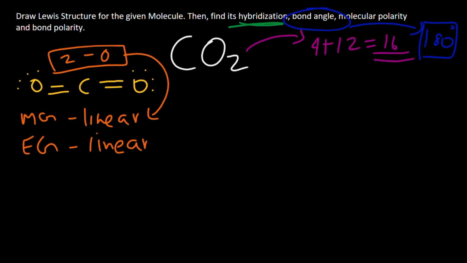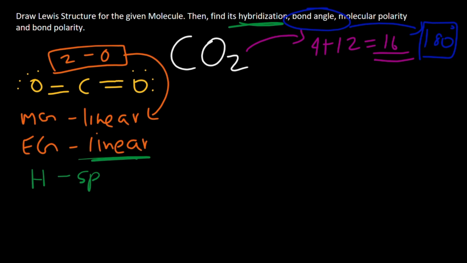For hybridization, I'm just going to abbreviate this as H. It's sp, because it's linear in electron geometry, right? Anything that's linear in electron geometry is always sp. So hybridization is sp. We're done with that, and we still have to find out some more.